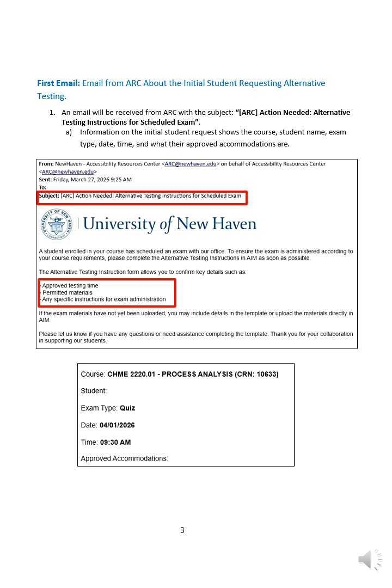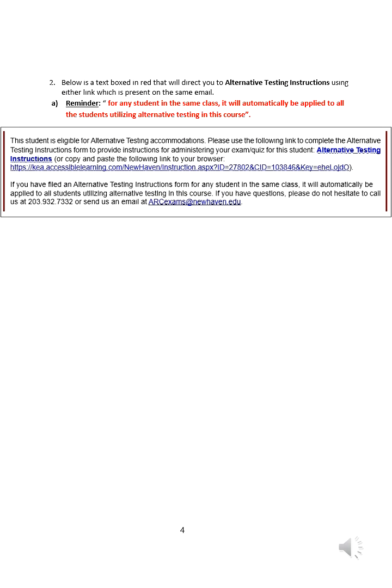Starting with the first email received from ARC. The subject line will state, "ARC Action Needed, Alternative Testing Instructions for Scheduled Exams." This email will include information about the student request, including the course, student name, exam type, date, time, and approved accommodations. A screenshot of the email and the highlighted request information is shown below. At the bottom of the same email, there will be a hyperlink directing you to the Alternative Testing Instructions template. Completing this template is required for the first exam request in a course. Once completed, the instructions will automatically apply to future students requesting accommodations in that course.